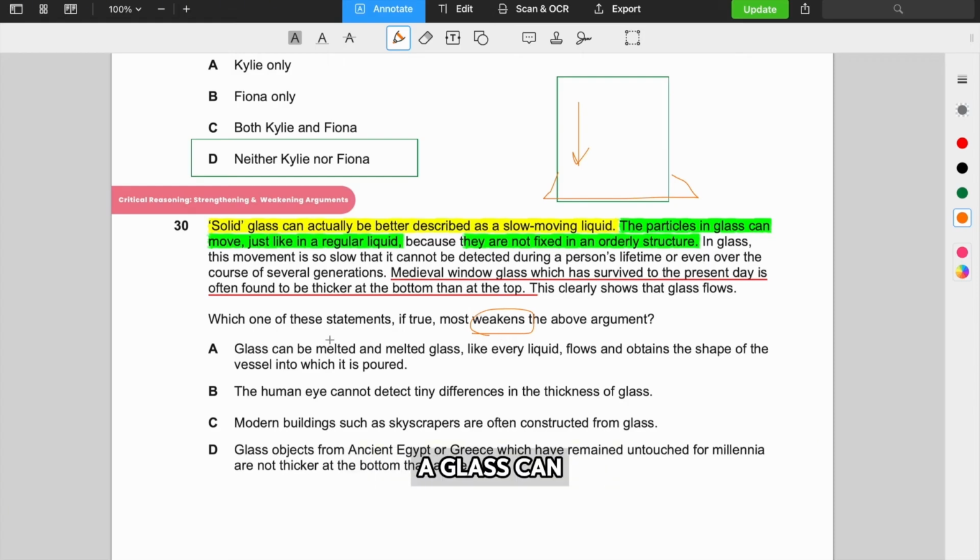Okay, so we want to weaken the argument. Let's go through the options. A, glass can be melted, and melted glass, like every liquid, flows and obtains a shape. This strengthens, because this is pretty much further proving why glass is basically liquid. B, the human eye cannot detect tiny differences. Okay, well, they already repeated what's stated in the passage. They're not really weakening the argument, right? They've just repeated what's in the passage. So definitely not weakening the argument. C, modern buildings such as skyscrapers are often constructed of glass. That's just irrelevant. That's not telling us anything about if glass is like liquid.